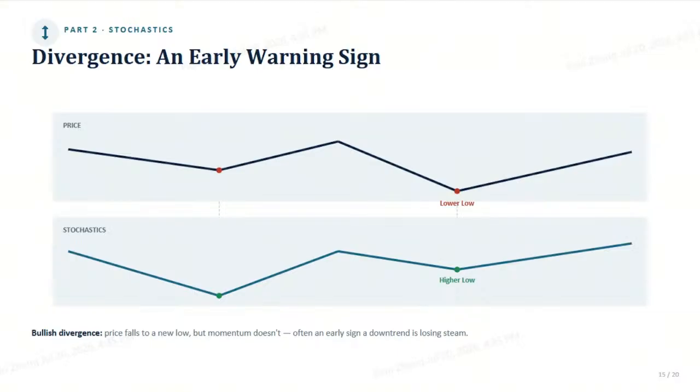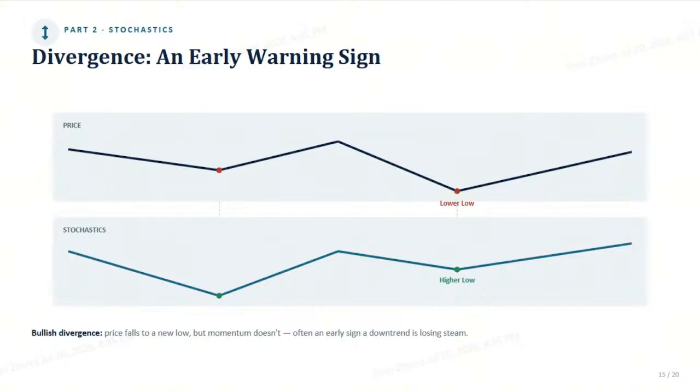What does that tell you? Even though price is still falling, the momentum behind that fall is weakening. Fewer sellers are pushing it down with the same force as before. That's often an early warning sign that a downtrend may be losing steam. Bearish divergence is the mirror image. Price pushes up to a new higher high, but stochastics makes a lower high than before. Price is still rising, but the underlying momentum pushing it there is fading.